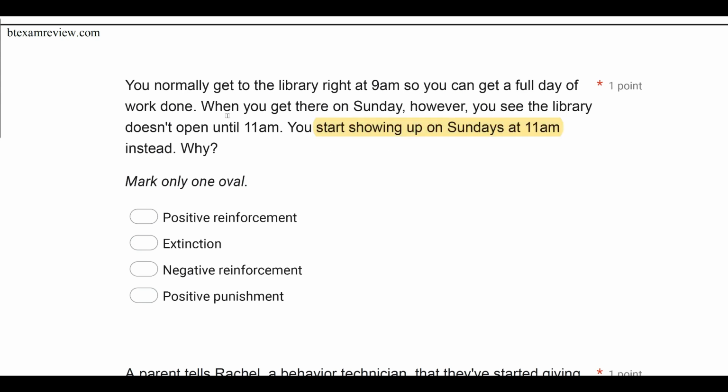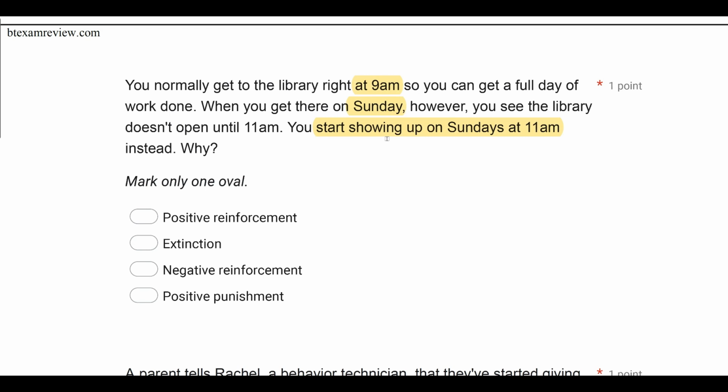So two different things here, right? When you get to the library at 9 a.m., it's closed on Sundays, right? And so typically when you get to the library at 9 a.m., reinforcement's available. On Sunday, however, that reinforcement is withheld. So showing up to the library at 9 a.m. on Sunday is on extinction. But what we're looking at is your behavior of going on Sundays now at 11 a.m. In other words, something's changed your behavior because now instead of 9 a.m. on Sunday, you're going at 11 a.m.